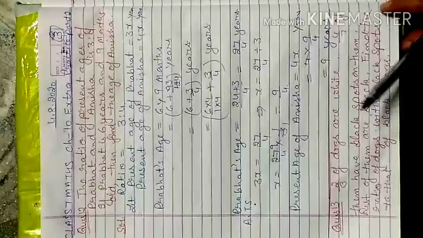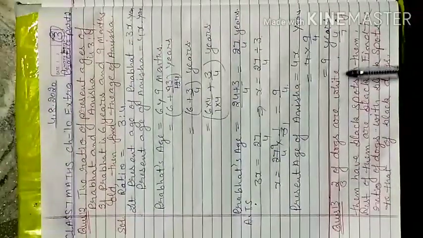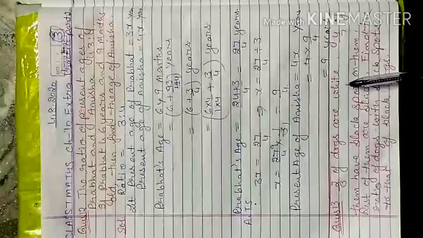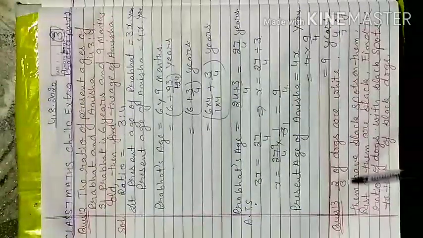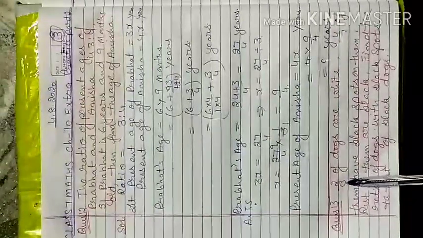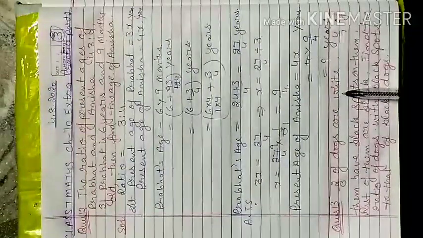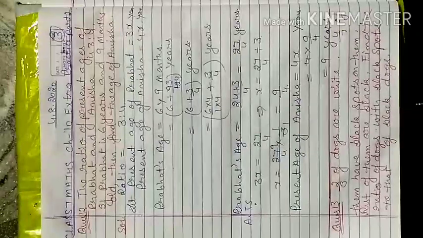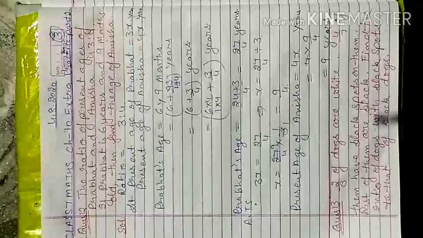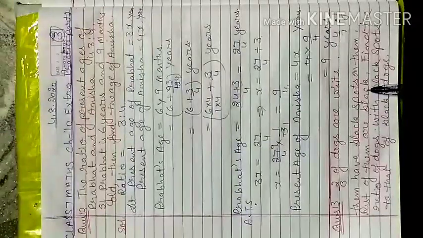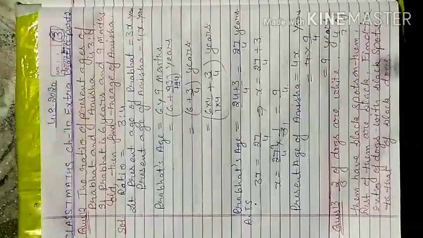Now my next, 13th question is, 2 by 3 of dogs are white. It means the dogs are divided into 3 parts. Out of 3, 2 parts are white dogs. And among those white dogs, 4 by 7 of the white dogs have black spots. The rest of them are black. Whatever is not considered under white dogs is considered under black dogs. Find the ratio of dogs with black spots to that of the black dogs.